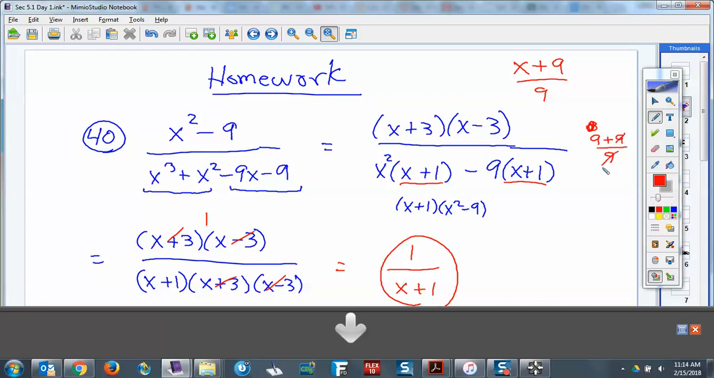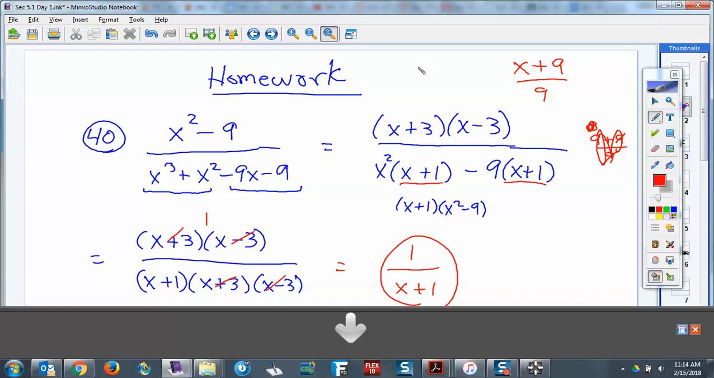If I could cancel those 9s right there, the answer to this would be 9. Well, it's not. It's 18 over 9, which is 2. Right? It's not 9. So you can't cancel those 9s like that. It has to be a factor. Okay, so it has to be factored out.